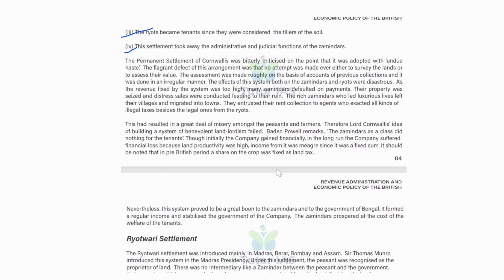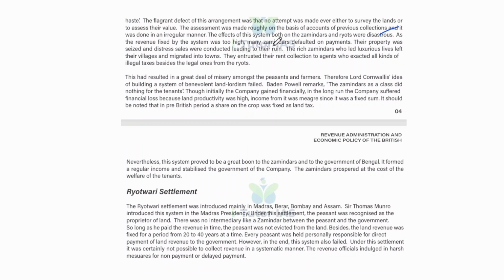And the permanent settlement of Cornwallis was bitterly criticized on the point that it was adopted with undue haste, and the flagrant defect of this arrangement was that no attempt was ever made either to survey the lands or assess their value. And the assessment was made roughly on the basis of accounts of previous collection, and it was done in an irregular manner. And the effect of the system on both zamindars and ryots was disastrous, and as the revenue fixed by the system was too high, many zamindars defaulted on payment and their property was seized, and distress sales were conducted, leading to their ruin.